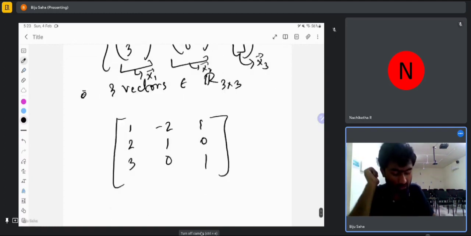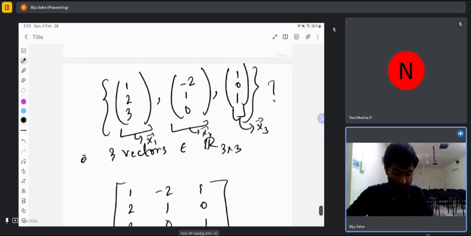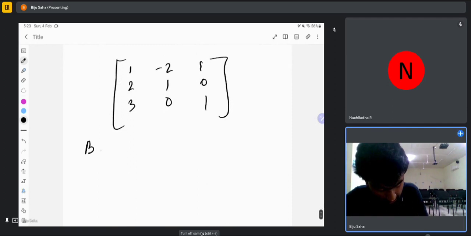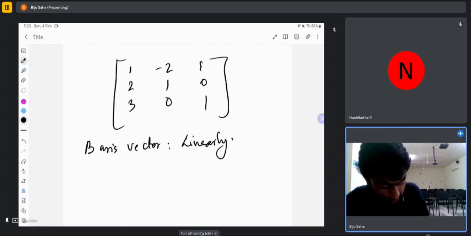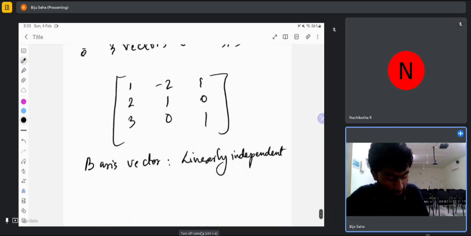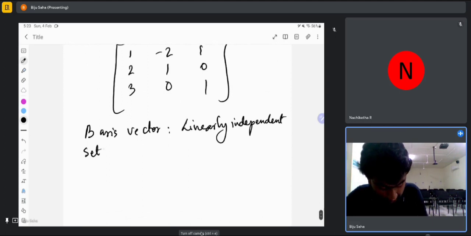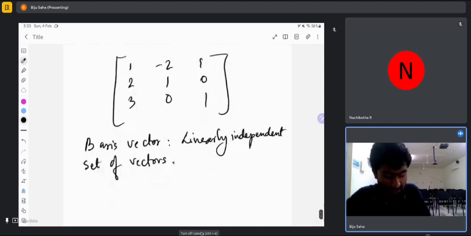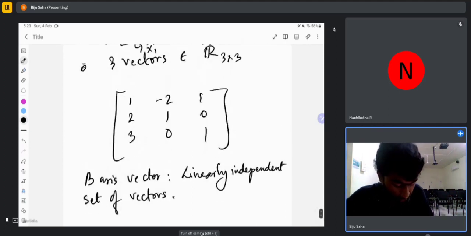Yeah. So we know the basis vectors are linearly independent with respect to each other. The main criterion for basis vectors is that they are linearly independent with respect to each other. So if I check whether this particular set forms a linearly independent set of vectors, then it would say that it forms a basis. So let me check whether it forms a linearly independent set of vectors.